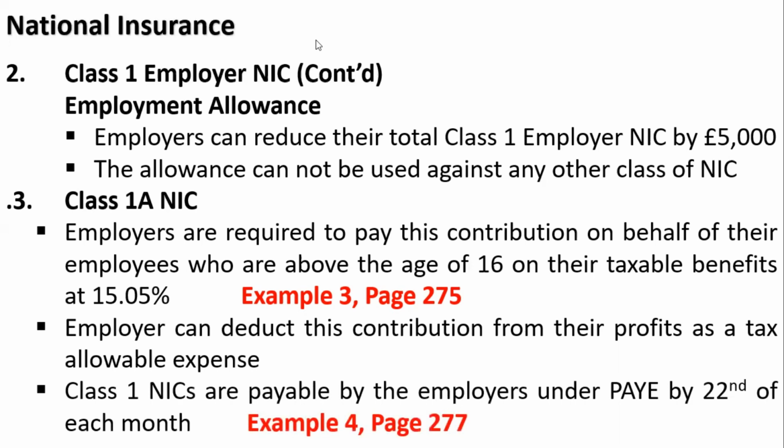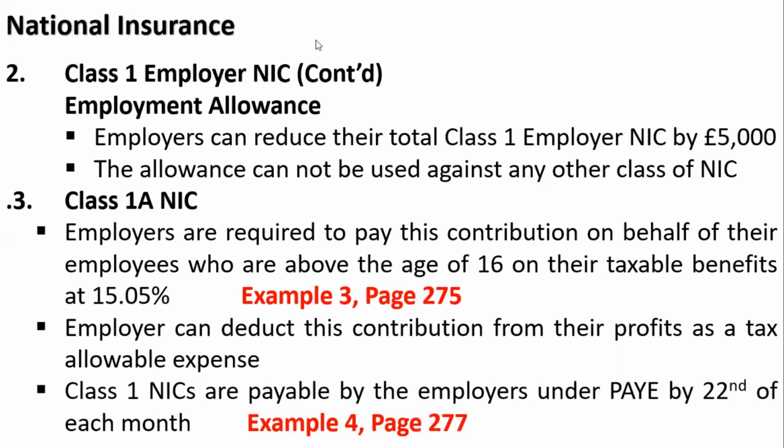Next is class 1 NICs are payable by the employers under PAYE by 22nd of each month. We are talking about class 1 NICs, meaning all three: class 1 employee, class 1 employer, class 1A. As I told you, payment is to be made by the employer, except class 1 employee will be deducted from employee salary, whereas class 1 employer and class 1A both are to be paid from the employer's own pocket. But the date of payment is 22nd.